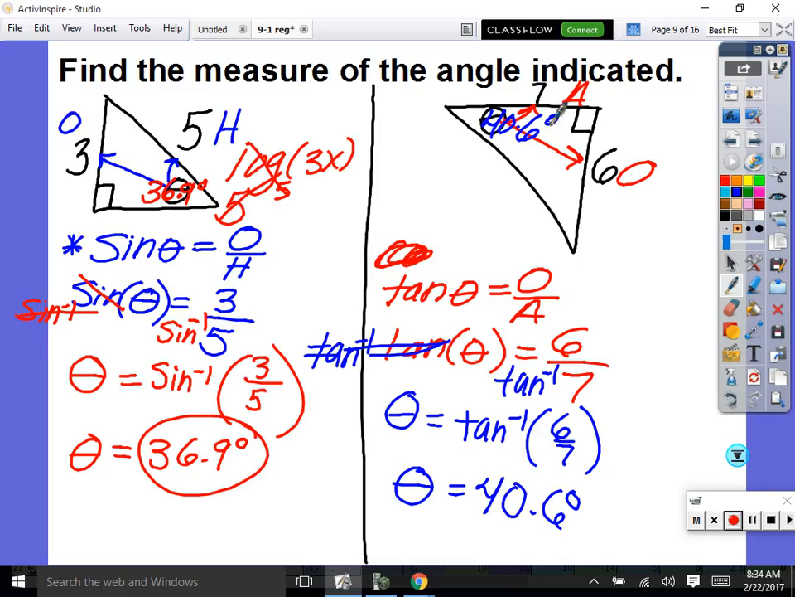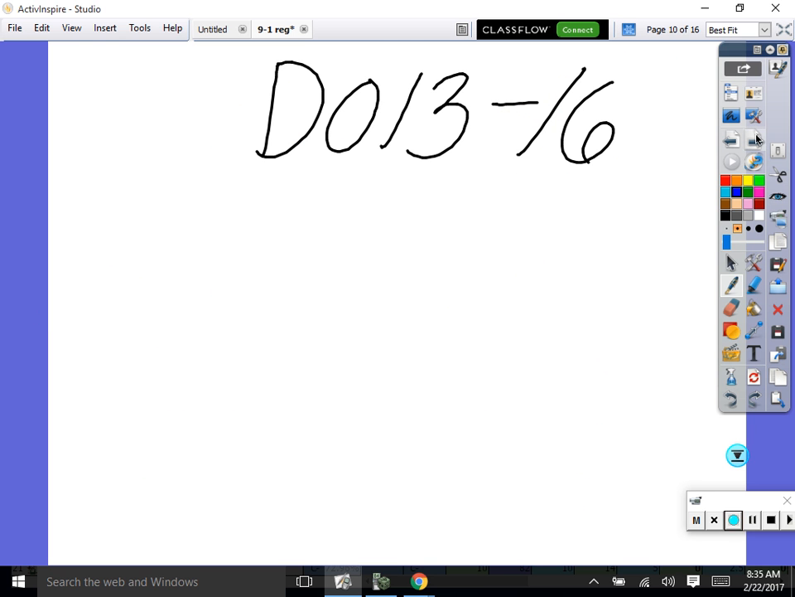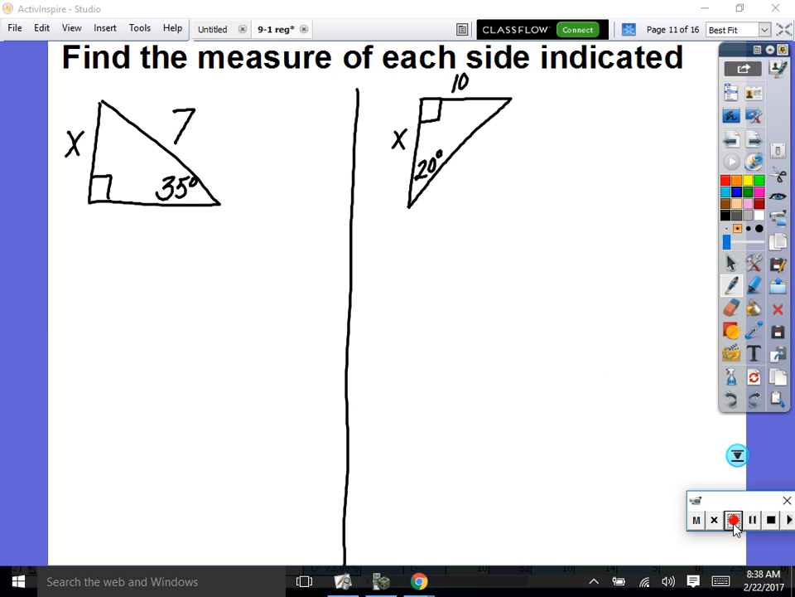Does everybody understand how to do it? Do you see the difference between find tangent of theta and find theta? For theta we went all the way, whereas if I said find tangent, you would have stopped here. Does that make sense, everybody? If you find theta when you're not supposed to, you'll get it wrong. Okay, do 13 through 16, go.